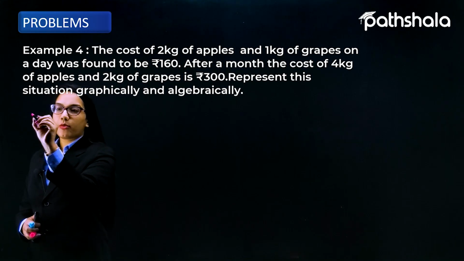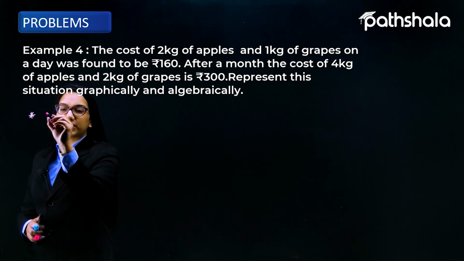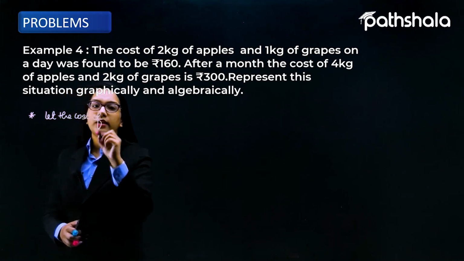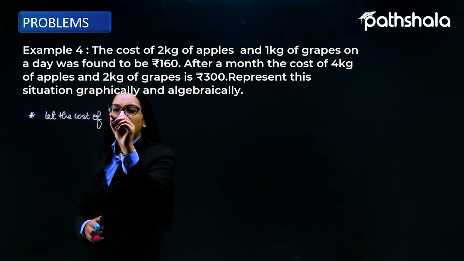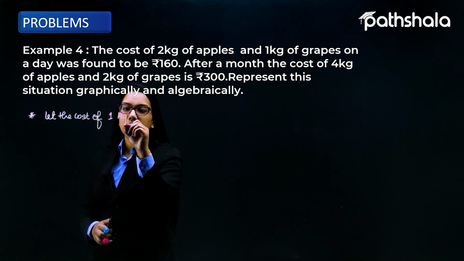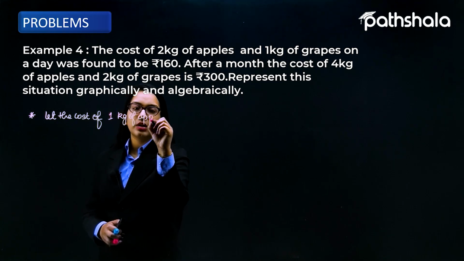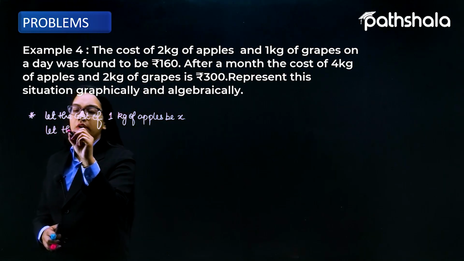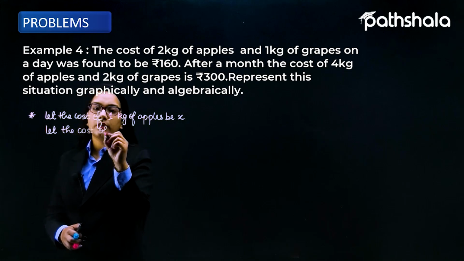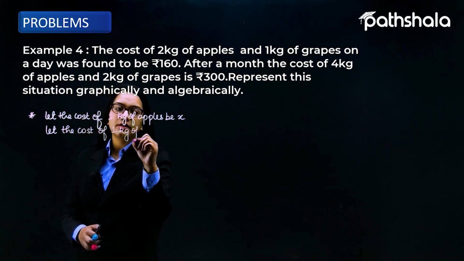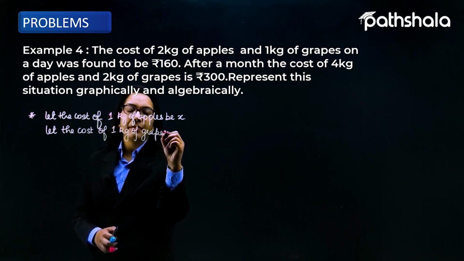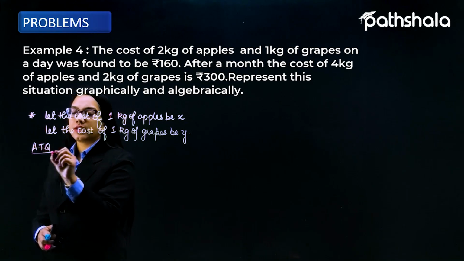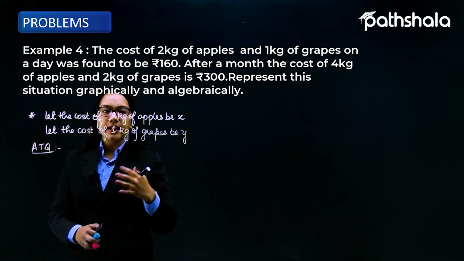So let's just start representing it graphically and algebraically. First of all, we are talking about the algebraic representation. Let the cost of 1 kg of apples be x, and let the cost of 1 kg of grapes be y.